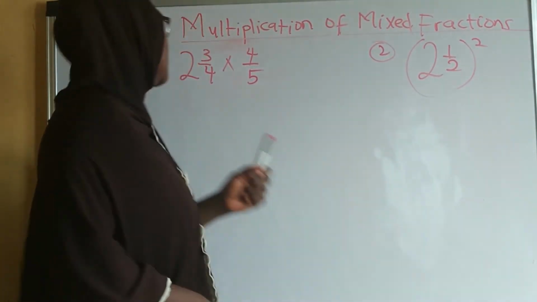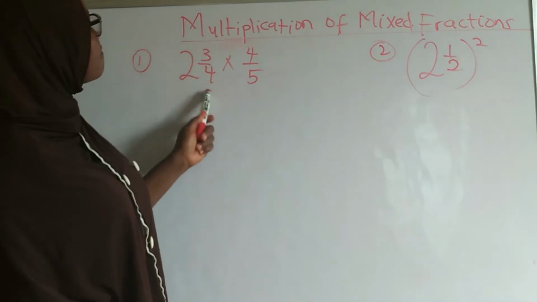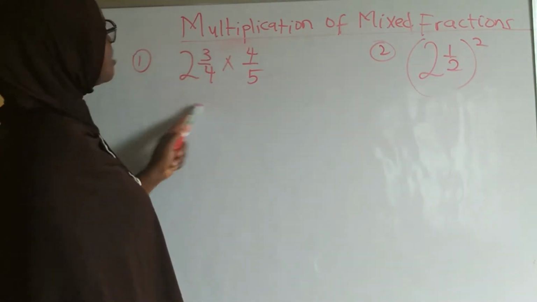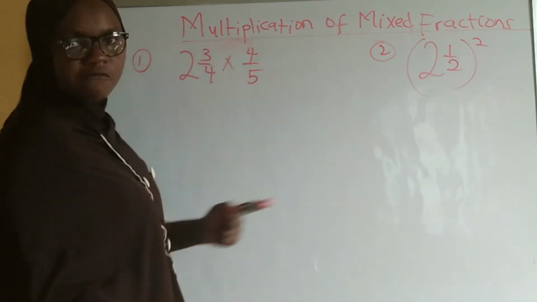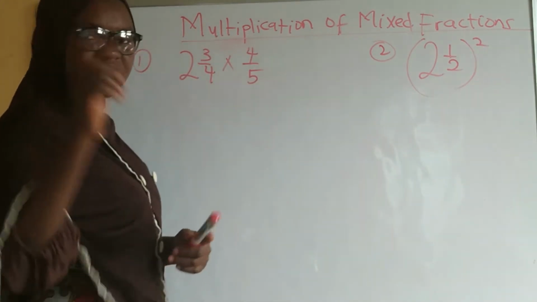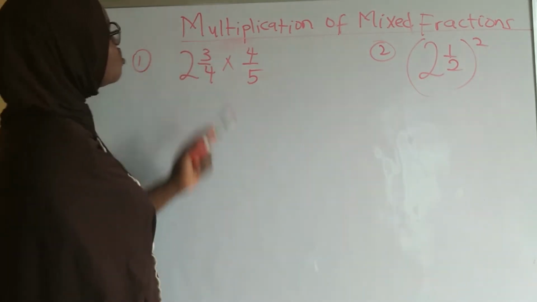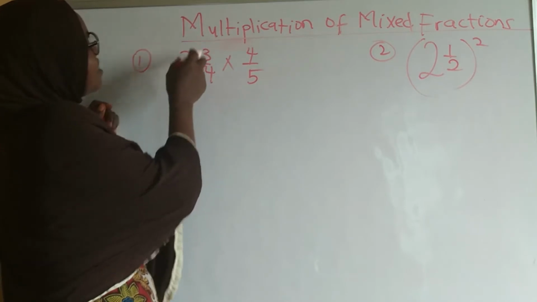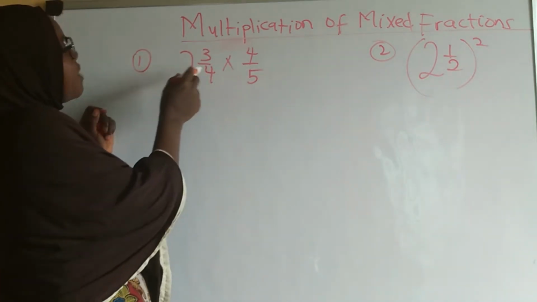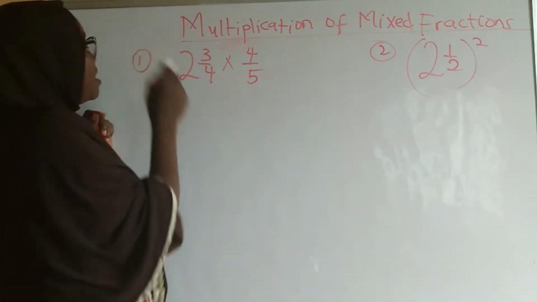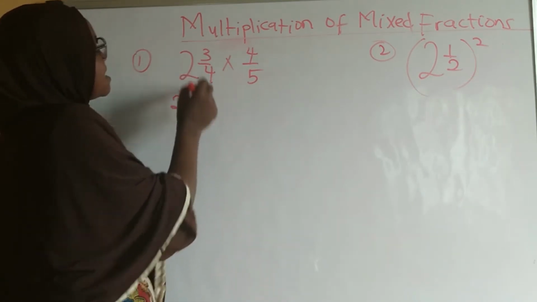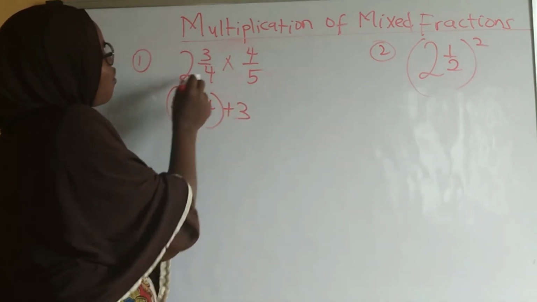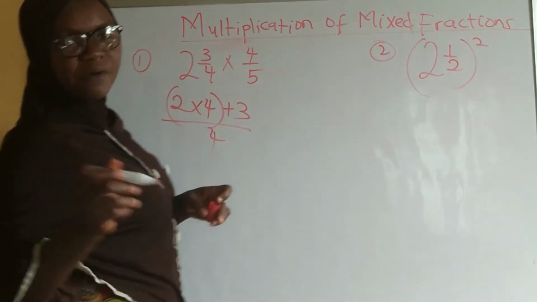All right, let's proceed. Now I have two whole number 3/4 multiplied by 4/5. Because this one is a mixed fraction and this one is just an ordinary proper fraction, what do I need to do? The first thing I need to do is to change this mixed fraction into an improper fraction. And how do I do that? This is 2 whole number 3/4. What I need to do is to multiply this 2 by this 4 and then add it with this 3, over what? 4.